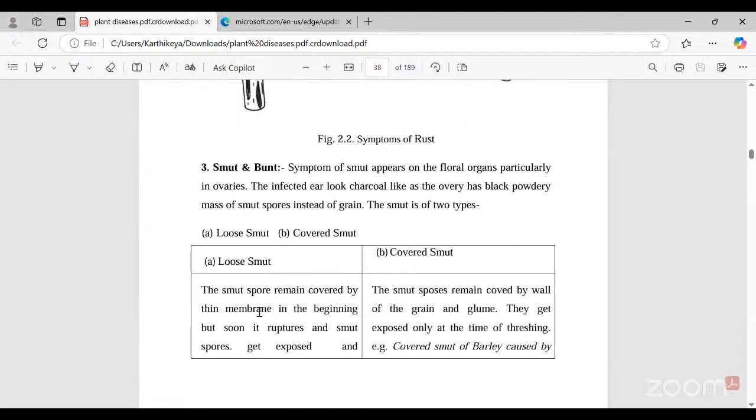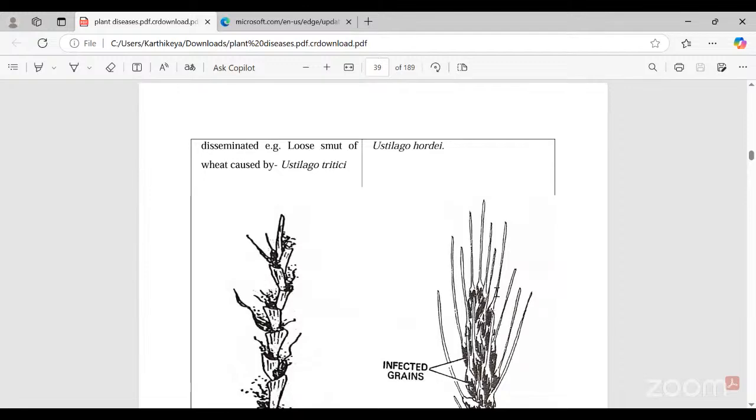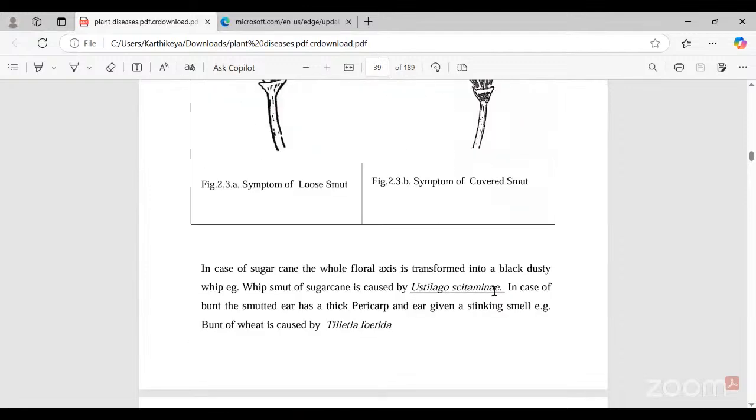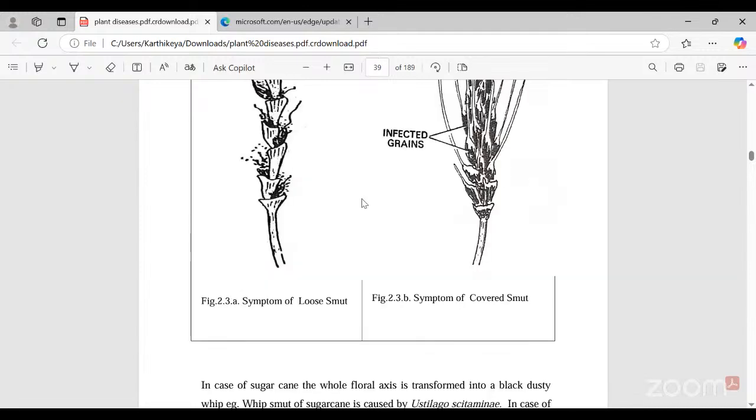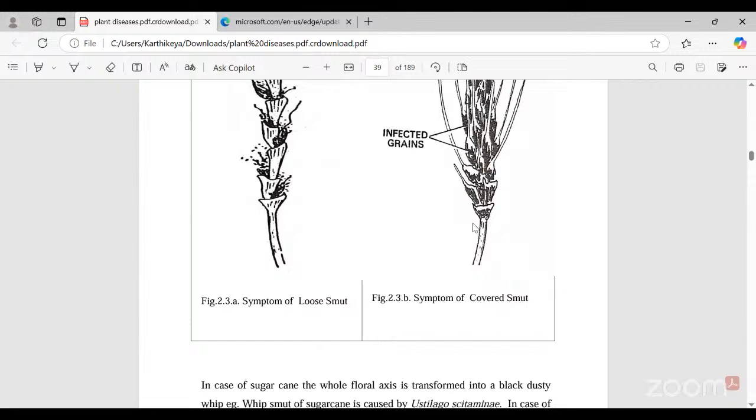In covered smut, the smut spores remain covered by the wall of the grain and glume. They get exposed only at the time of threshing. Covered smut of barley is caused by Ustilago hordei. This one is covered smut, this is loose smut, and this one is covered smut, the infected grains. You can observe this.